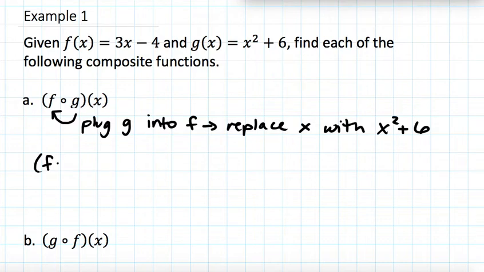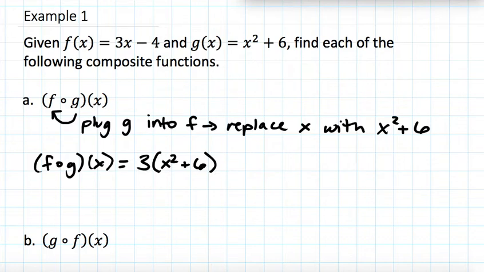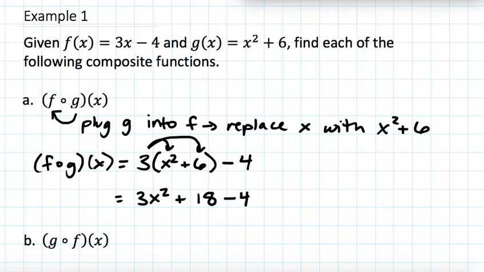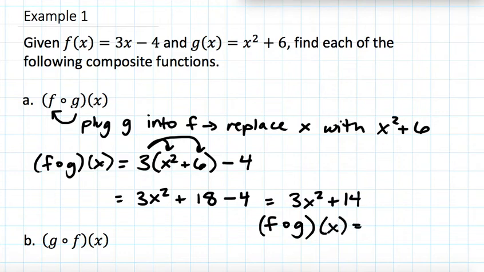So what that's going to give me is I'm going to start writing function f. So I have 3, but then I replace x. Instead of x, I write x squared plus 6. So x squared plus 6 replaces x, and then I'm going to have 3 times that minus 4. From here, it's just a matter of doing some distributive property and simplifying that we've seen before. You want to get everything combined, like terms and all that. So I'm going to distribute here first. That's going to give me 3x squared, 3 times 6 is 18, and then minus 4. And lastly, combine those two numbers. 18 minus 4 is 14, so I get 3x squared minus 14. So f circle g of x equals 3x squared plus 14.